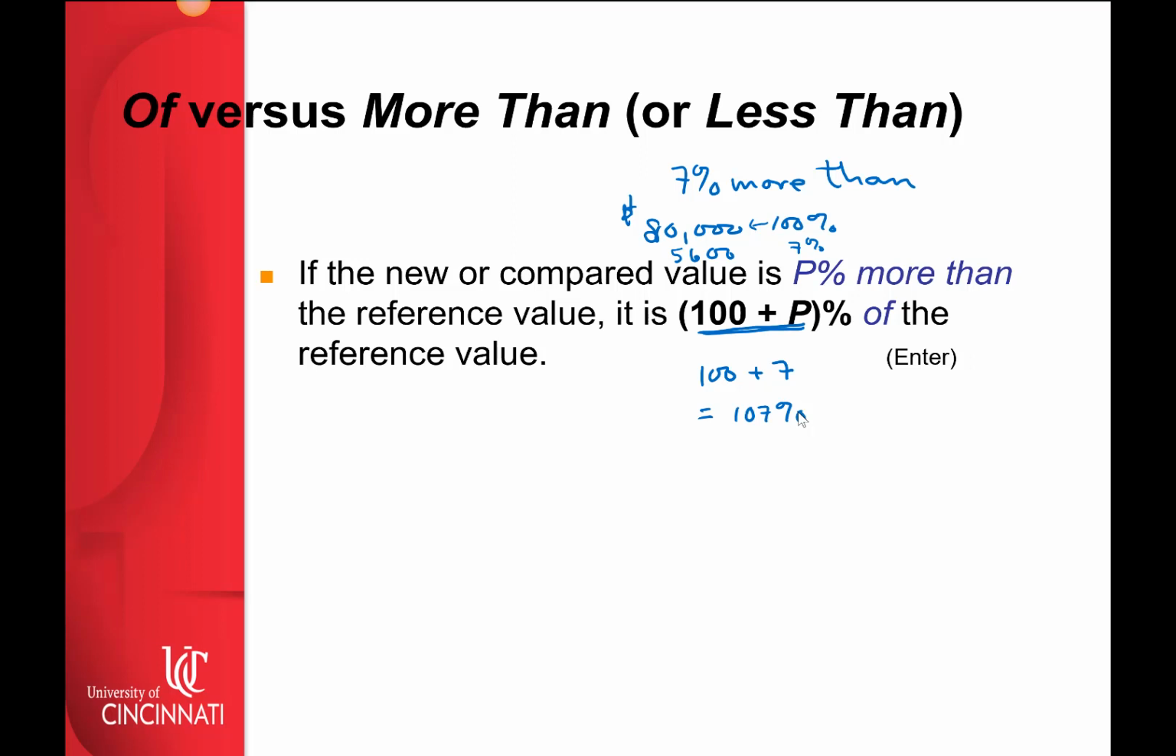Now, just for grins, take that 80,000 times 1.07. Boom. And what do you get? Check it out. It's the $85,600, isn't it?